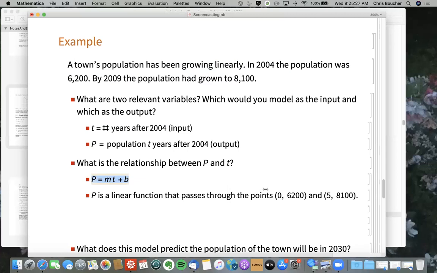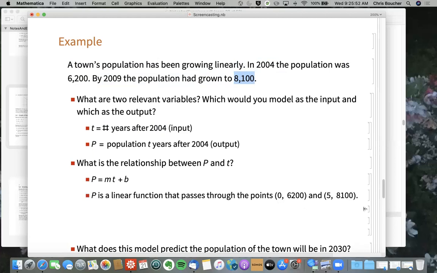Well, the information we're given is that these 2 points are on the graph, those 2 points, right? Because 2004 is time 0. That's 0 years after 2004. And when the time is 0, the population is 6,200. 2009 is time 5, and the population then is 8,100. And that's where I get those 2 points.